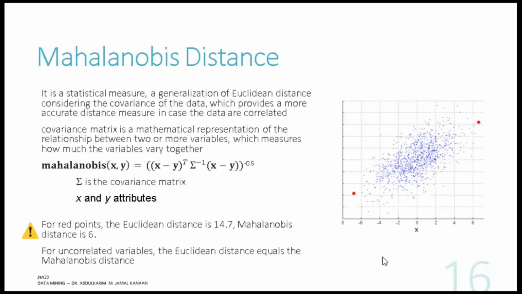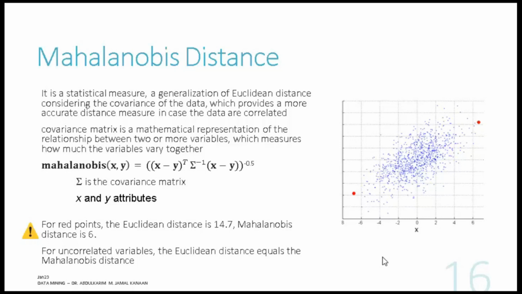Second distance: we talked about Manhattan, Euclidean, Minkowski. Now we have Mahalanobis. A bit difficult, but you can practice. Say Mahalanobis 10 times, it should be easy. Mahalanobis is also a statistical measurement and is considered a generalization of Euclidean distance, considering the covariance of data, which provides a more accurate distance measure when data are correlated.